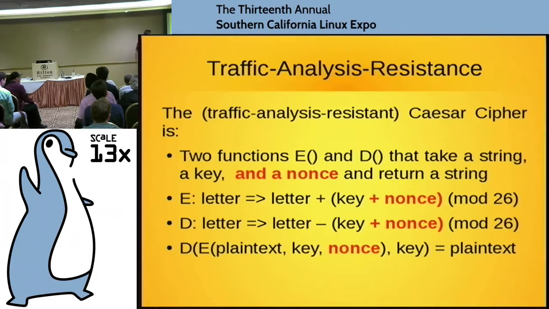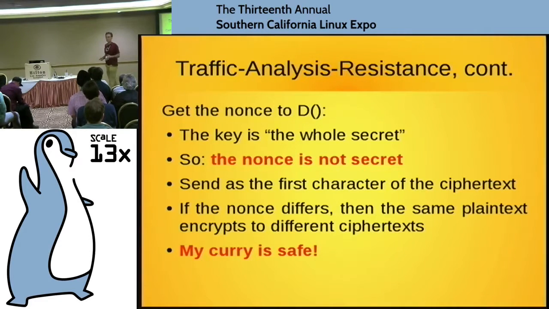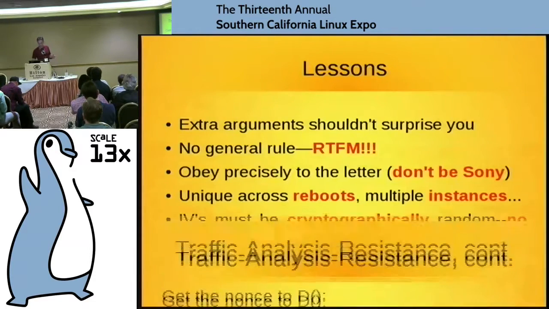And that means that we have to have yet another version of our little identity, except notice I didn't put the nonce in the argument to the decryption function. Okay, now why is that? The reason for that is basically, remember, we've taken an oath now. The key is the whole secret, so the nonce can't be secret. We are sworn. So what that means is we might as well just send it as the first character of the ciphertext, right? What we've achieved is if the nonce is different from call to call, even if it's the same plain text, it encrypts to a different ciphertext, yes? And that means my curry is safe, which is what I know we all wanted.